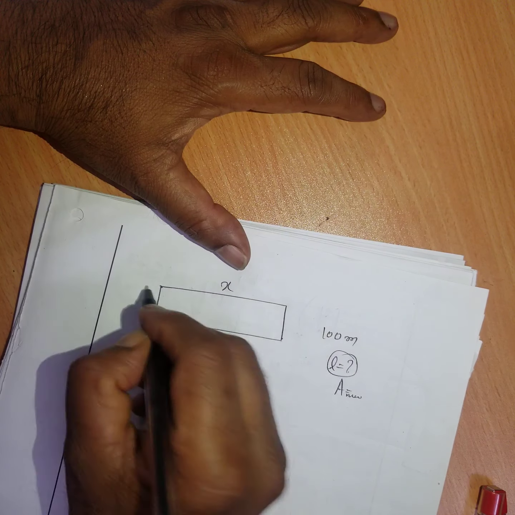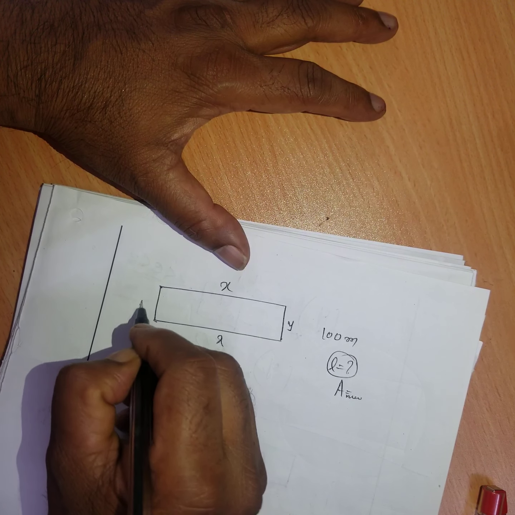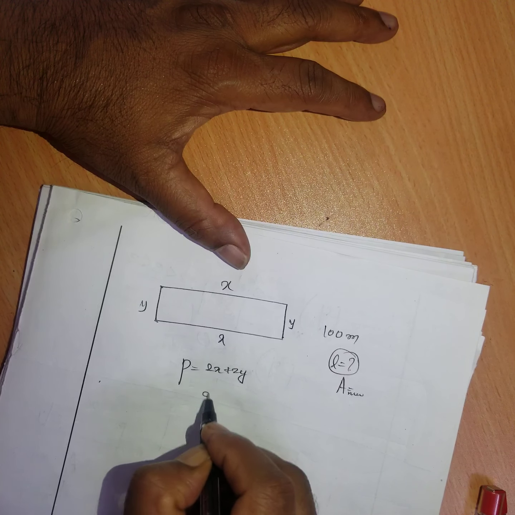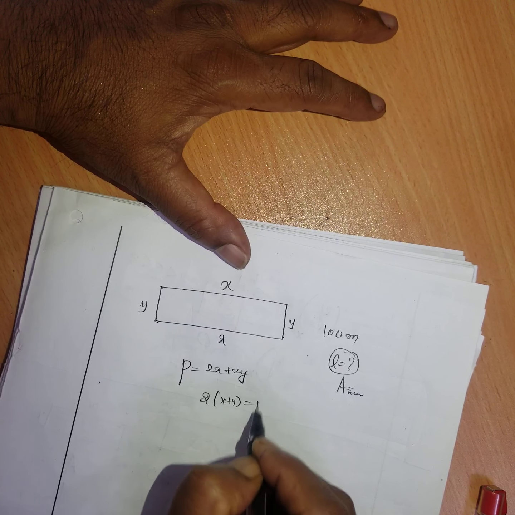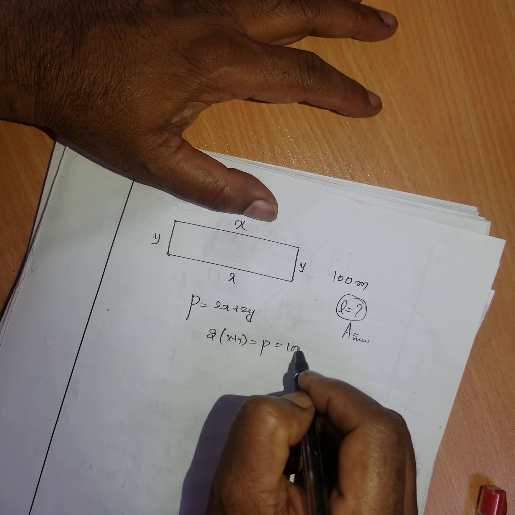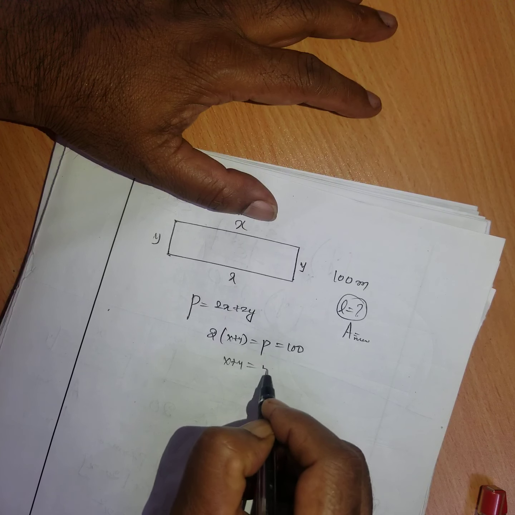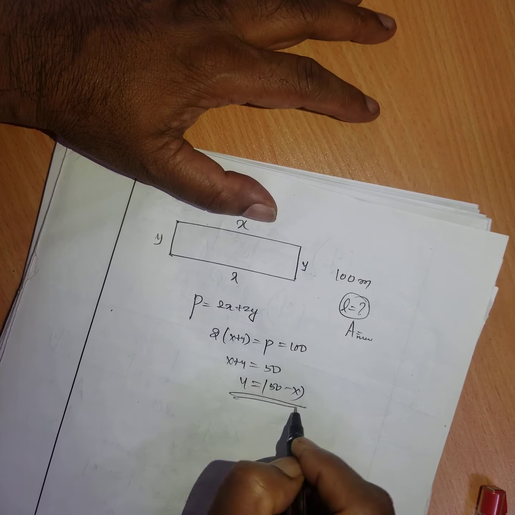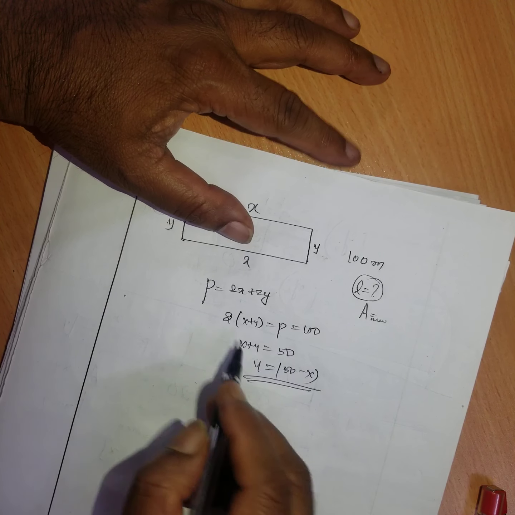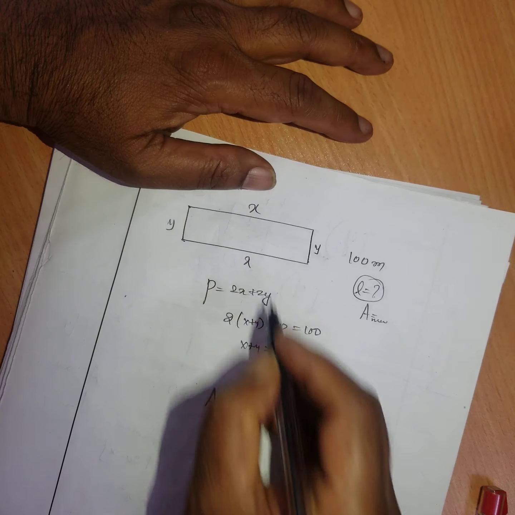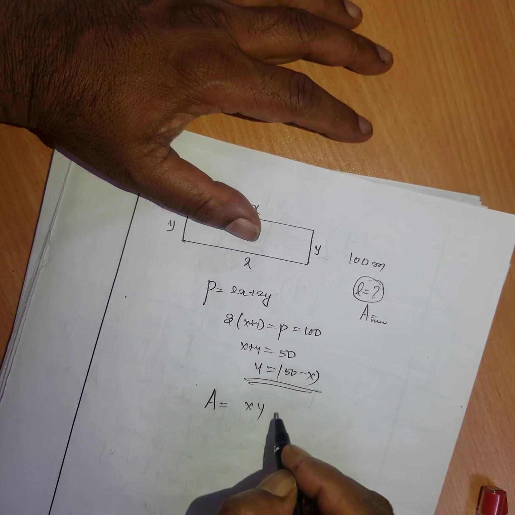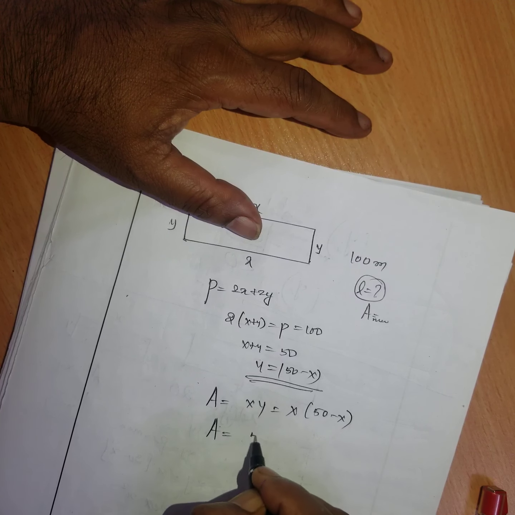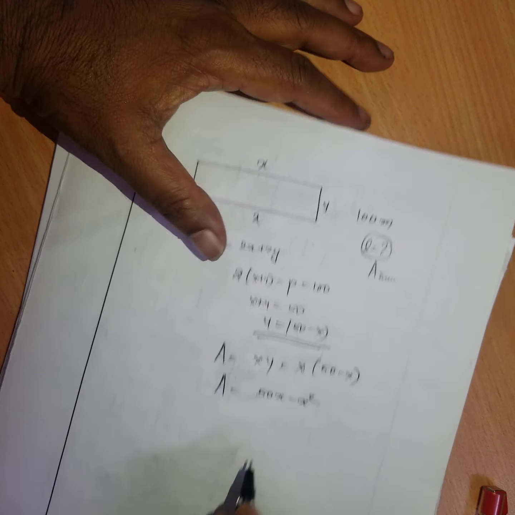Perimeter means x length, breadth, length, breadth. Therefore, perimeter is equal to 2x plus 2y. 2 is what? x plus y equal to the perimeter. Perimeter is what? 100. Therefore, x plus y equal to 50 divided by 2. Therefore, y is equal to 50 minus x. Then what is the area of the rectangle? x and y. But y is 50 minus x. Therefore, A is equal to 50x minus x square.